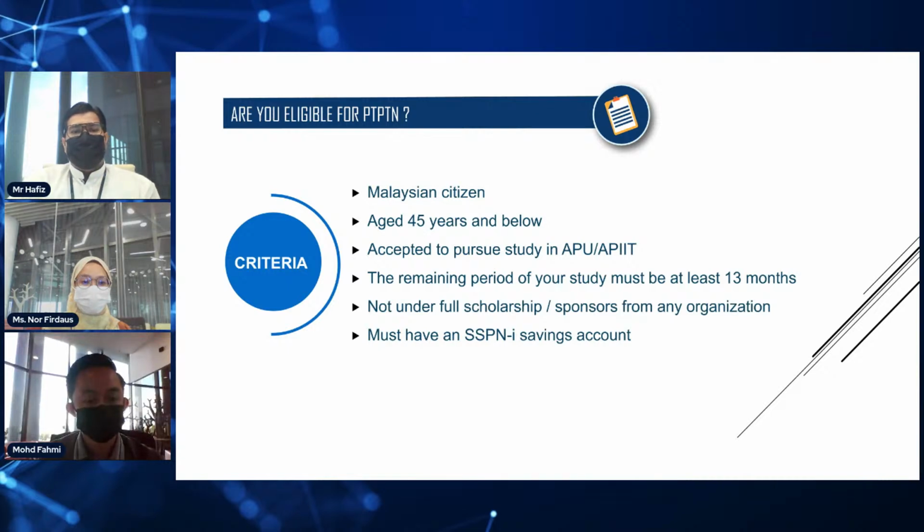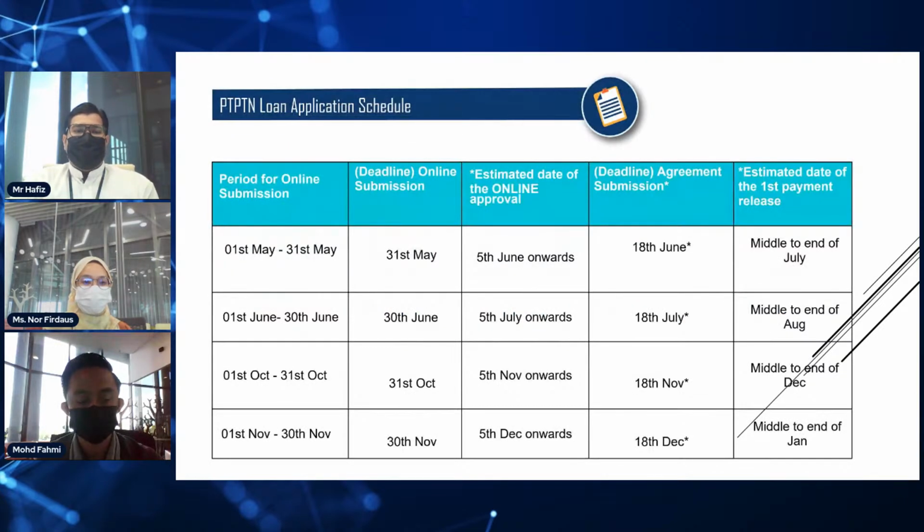Okay, now you already know what is PTPTN as well as the criteria to apply for the PTPTN loan. So next, we will advise you on the PTPTN loan application for Asia Pacific University as well as APIT. Okay, so now we are in the second column, starting from 1st of June until 30th of June. So the deadline for the PTPTN online application will end on 30th of June. Okay, so for those who are joining June intake as well as July intake, you need to ensure you submit the PTPTN online application before 30th of June.